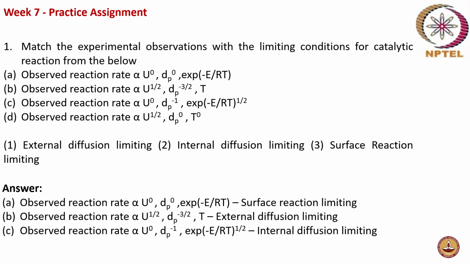And then finally the observed reaction rate is proportional to u power 0, dp power minus 1 and exponential of minus E by RT power half. This shows the internal diffusion limiting condition. Okay, and the fourth one was just a random option, so it doesn't have any relevance.